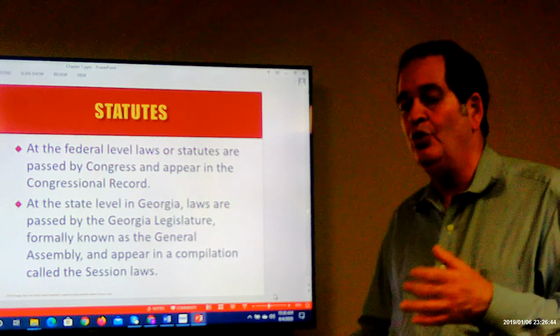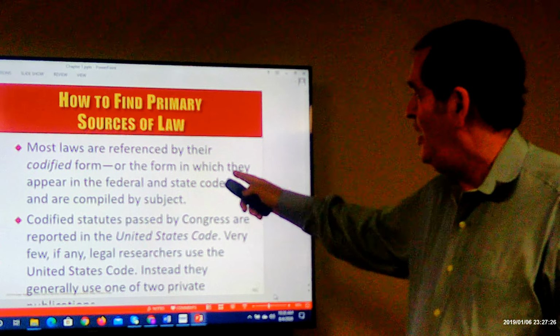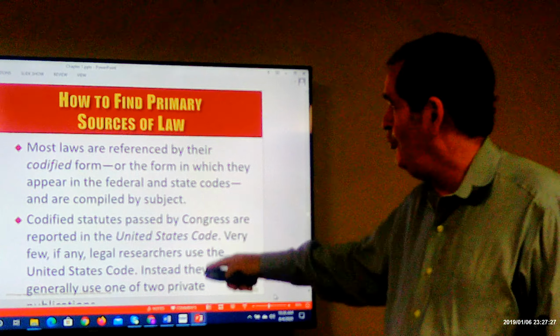We don't have to look at every single law that was passed by Congress and add them all together or compile them all together. It's done for us in the codification process. So this explains it and explains how it works. So what you want to do, again, is find primary law. So for statutes, it's going to appear in the codes, and with the federal code, the official code is the United States Code.